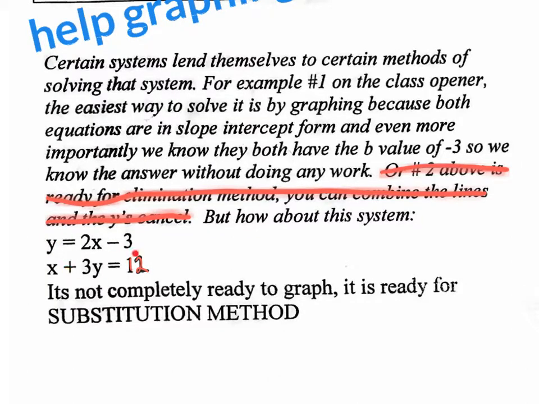This system of equations is not completely ready to graph. That's what it says here. Yes, the top equation is ready to graph. It crosses at -3. You go up 2/1. You draw your line. But the bottom equation is in standard form, not slope-intercept form. So you'd have to modify it to get the y by itself. You'd have to subtract x, divide by 3. So you'd have to do some work in order to get it to graph. However, this system is ready for a substitution method, which we're going to learn today.